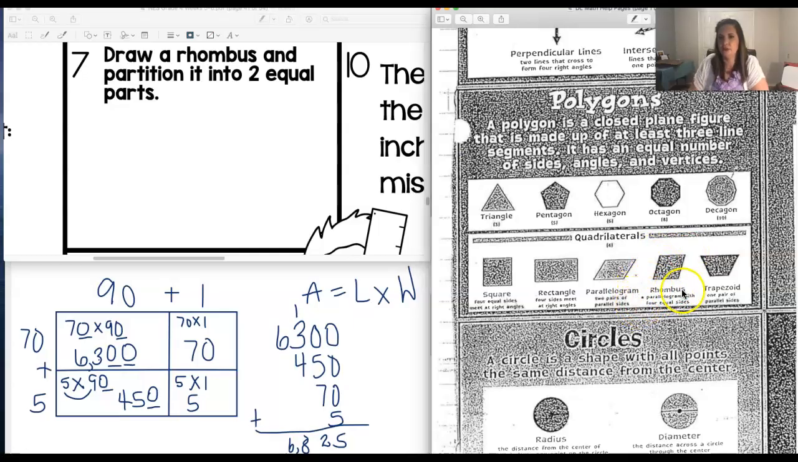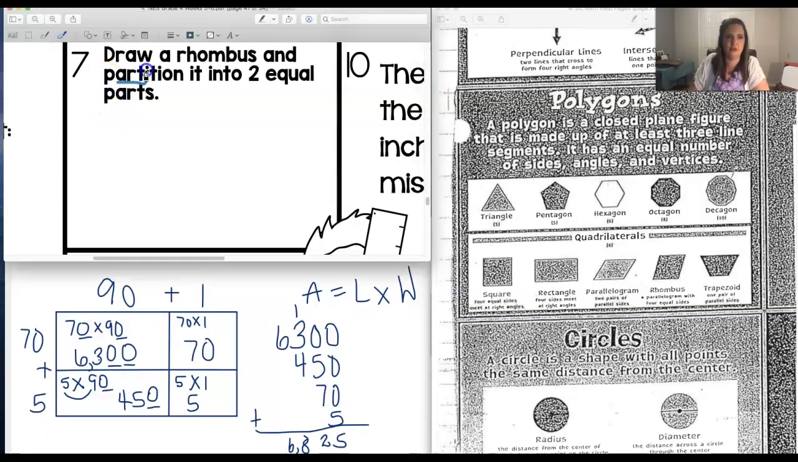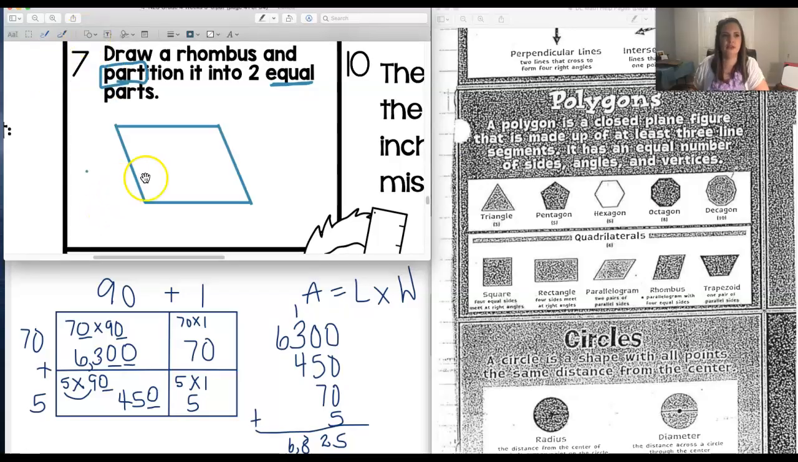It's similar to a parallelogram, only a parallelogram has 2 pairs of parallel sides, and a rhombus is a parallelogram with 4 equal sides. So it's like a square, but you've tilted it. Whereas in a parallelogram, all the sides are not equal. So I'm going to draw a rhombus, and then it says partition it, which just means break it into parts, into 2 equal parts. Okay, so you're just doing your very best on making a rhombus with 4 equal sides.